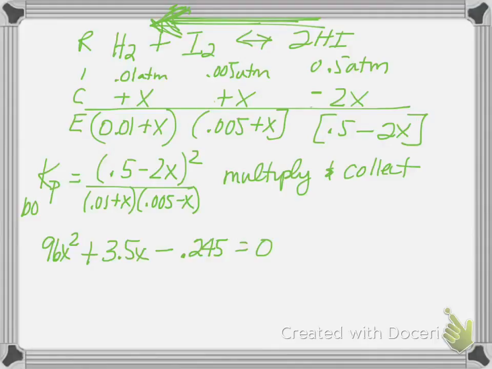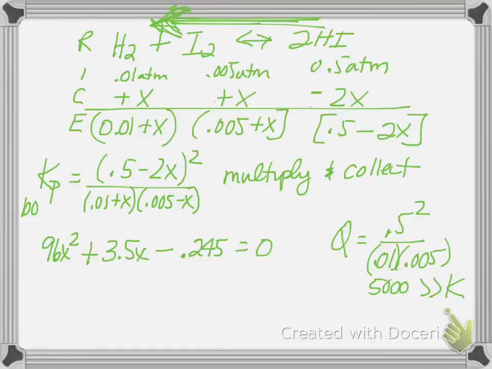So before we do this, we have to calculate. Let's ignore this for a minute. If I calculate Q, I get 0.5 squared times 0.01 times 0.005, and it comes out to 5,000, which is much greater than K. And so when Q is greater than K, which way does the reaction shift? To the left, towards the reactants. So this reaction is going to be very strongly favored to go that direction, because this is a reversible reaction. That's why we did plus X, because that's actually what's going to be created, and the HI is actually going to be depleted.